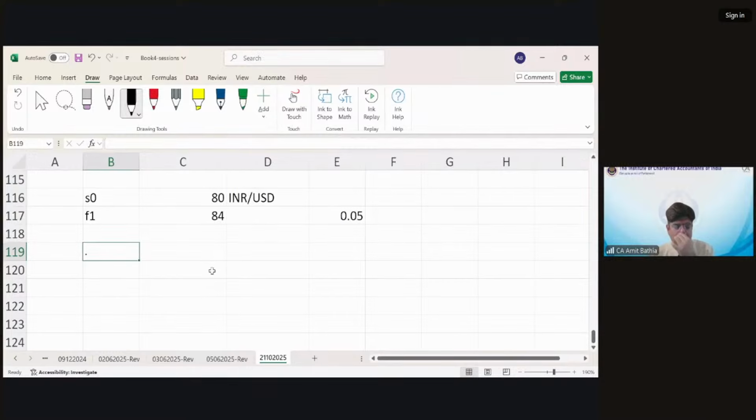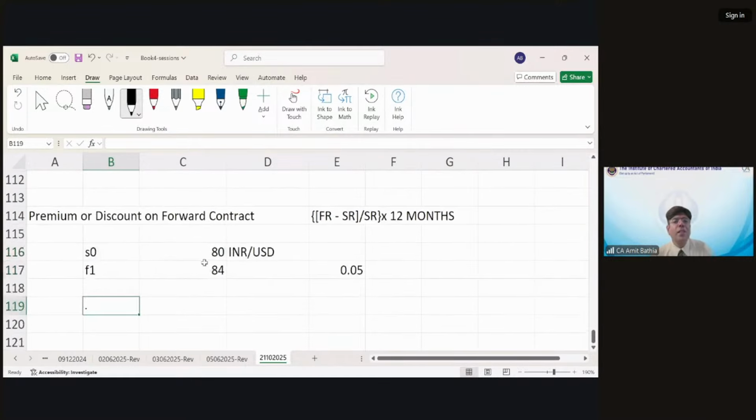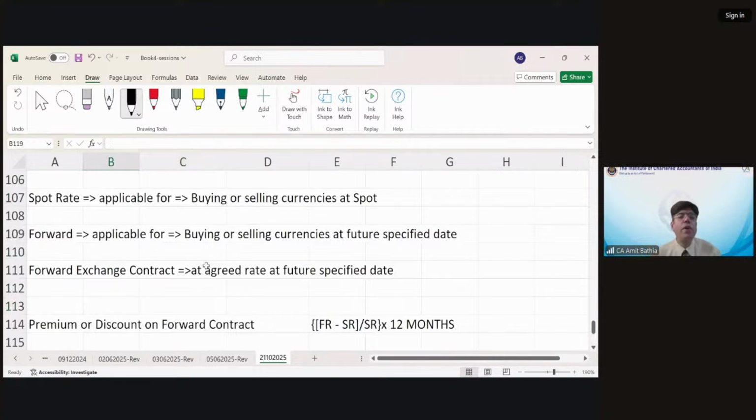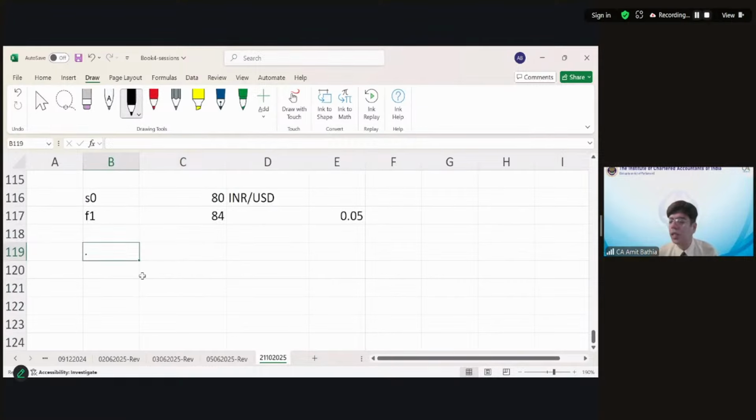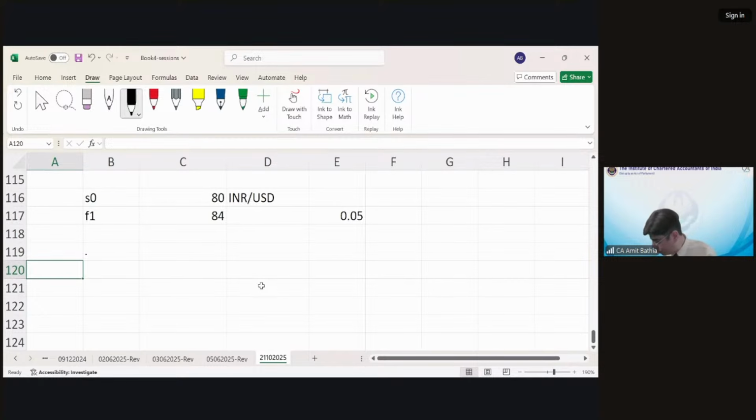All right. So we last discussed premium or discount on forward contracts. Now, before we go on to the next part of forward exchange contracts and its termination, one of the other aspects, which is also very important for us, is the existence of an arbitrage opportunity. How do you know whether there is an arbitrage opportunity available?